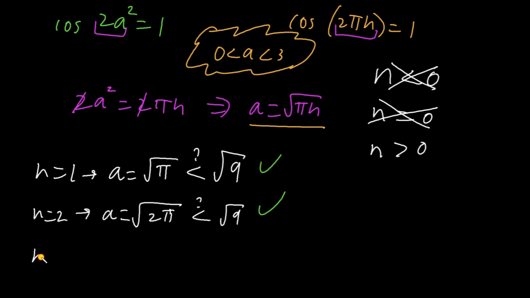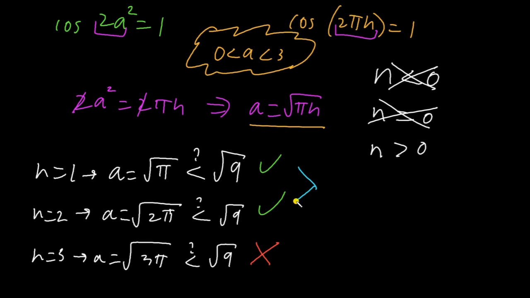Okay, now let's try n equals 3. That's going to mean a is equal to the square root of 3 pi. And the question is, is this less than the square root of 9? Well, pi is a little bit greater than 3, so 3 pi is going to be 9 point something. That's actually going to be greater than 9, right? So since 3 pi is greater than 9, the square root of 3 pi is going to be greater than the square root of 9. So this is actually not a valid solution, since if I plug in n equals 3, the value we get for a is greater than what's indicated in our bounds here. So we only have these two valid solutions.